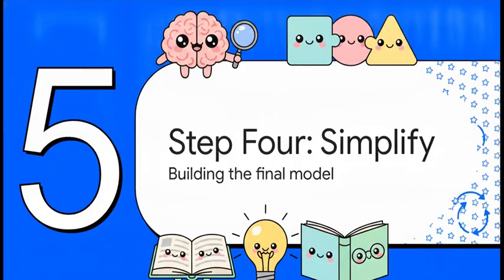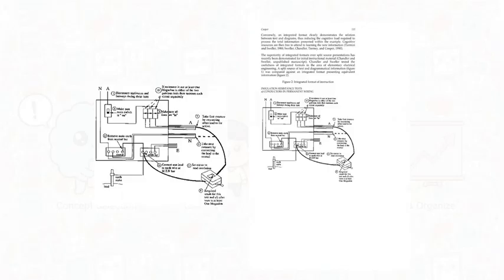Section 5. Step 4. Simplify. Building the final model. This is the final step of the core Feynman technique, where we patch those gaps. Step 4 is simplify and refine. Let's jump back to our cognitive load theory example. If your gap was understanding how to best present information, you'd go back to the source material. You'd see that a split format, like having text over here and a diagram way over there, forces the brain to look back and forth, creating a really high cognitive load. But if you refine your model to use an integrated format, placing text directly onto the diagram, you eliminate those non-essential details. It's a game changer for reducing mental strain.